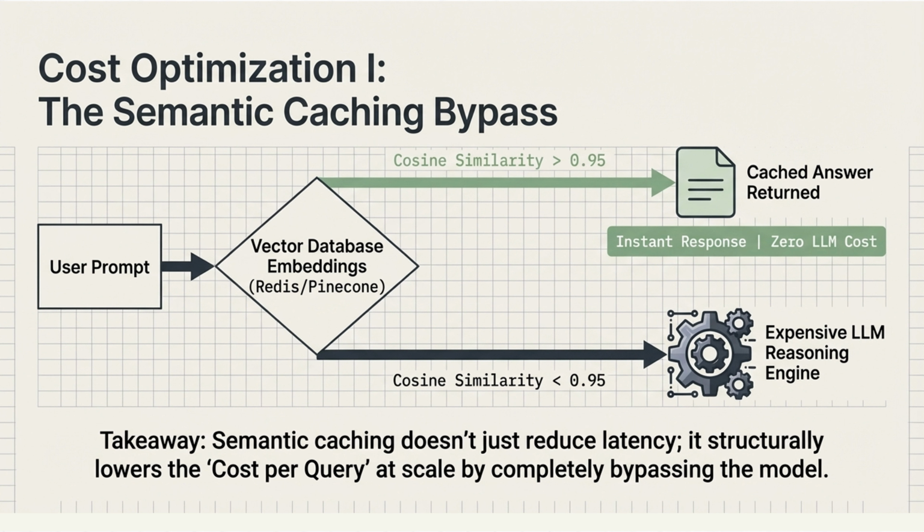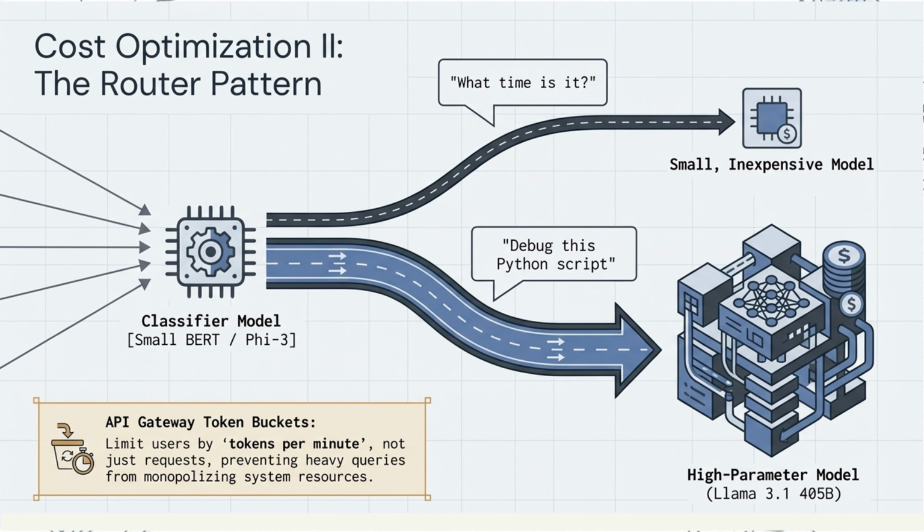But wait, let's say you've deployed your model, caching is set up, but suddenly a complex debugging request comes in and totally stalls your whole processing queue. How on earth do we prevent one heavy query from bottlenecking the entire system for everyone else? The solution here is the router pattern.